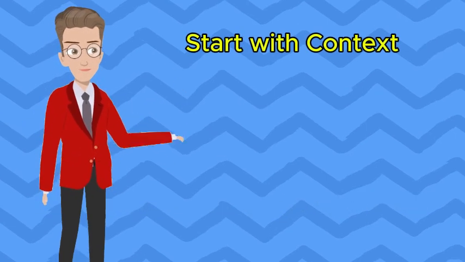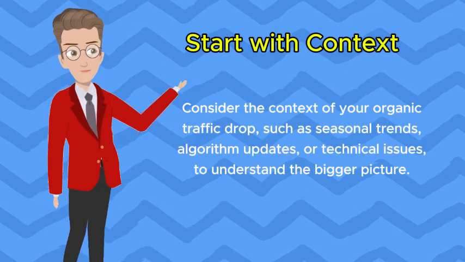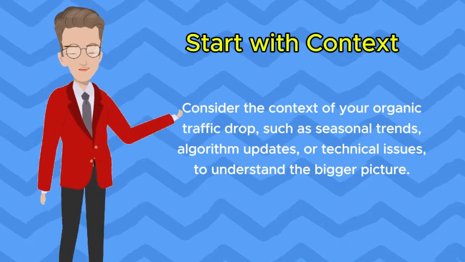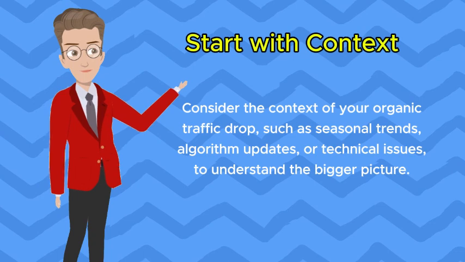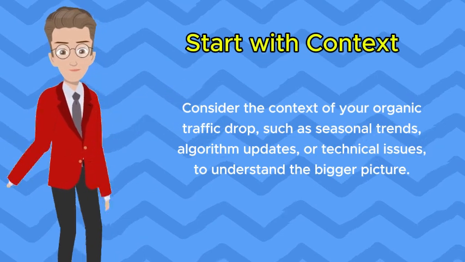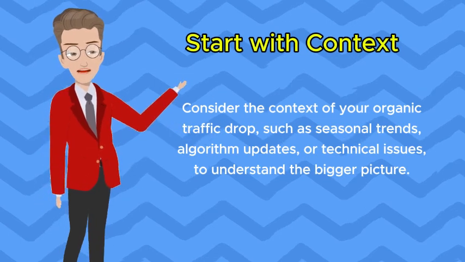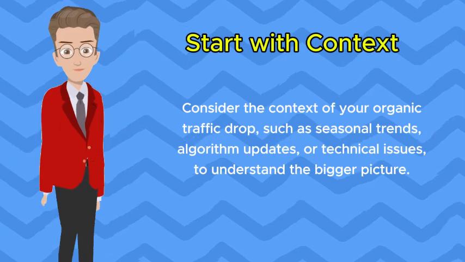Start with context. Always consider the bigger picture. For example, if your organic traffic dropped suddenly, was it due to seasonal trends, algorithm updates, or technical issues? Example: a dip in December might simply reflect lower search activity during the holidays.